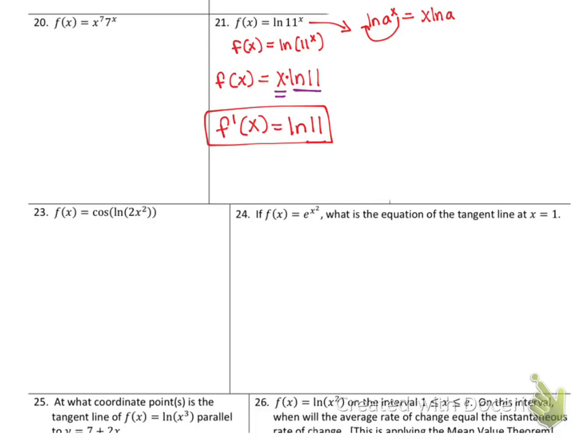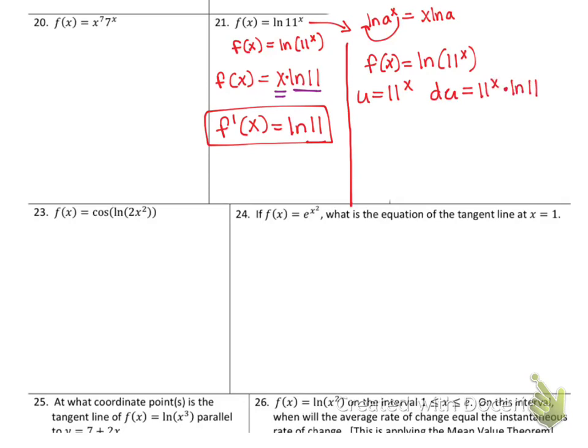Now, let's look at the other scenario. Let's say that you did not remember that you could swing the exponent in front. If I don't remember that I can do that, then this is what I've got. I would define u to be 11 to the x power, and we're going to need du because this is a chain rule problem. I'm going to have to take the derivative of the natural log, then the derivative of the inside. The derivative of an exponential function is the same thing repeated again times the natural log of the base, which here is 11.